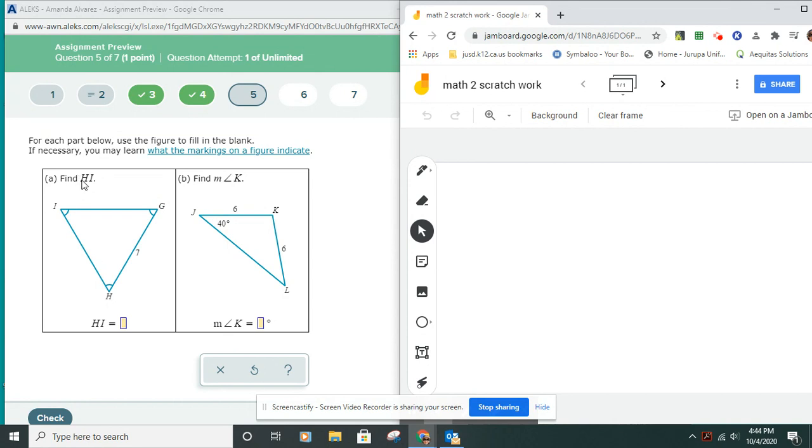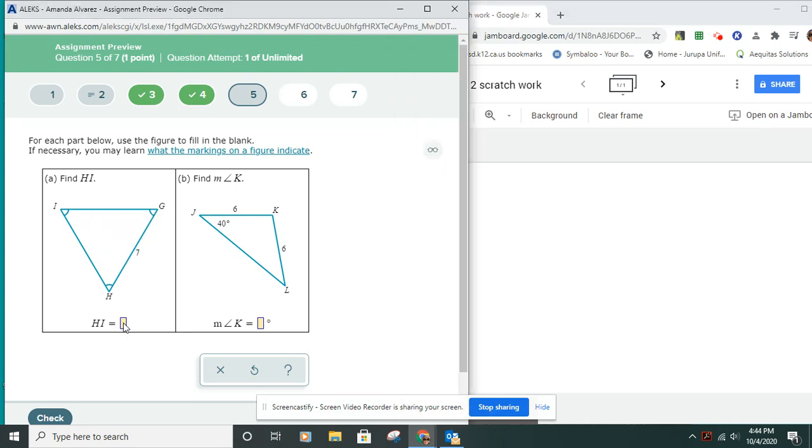So looking at these triangles, I want to try to be thinking, are they equilateral or isosceles? So on A, it's actually equiangular. If all three angles are congruent, I know that they're all 60, but I also know that all three sides are congruent. They're all 7. So I'm just going to put 7 in. Okay, but compare that to B, this triangle. Only 2 of the sides are congruent at 6 and 6. This one is obviously longer.